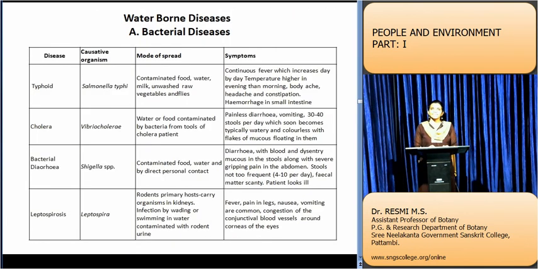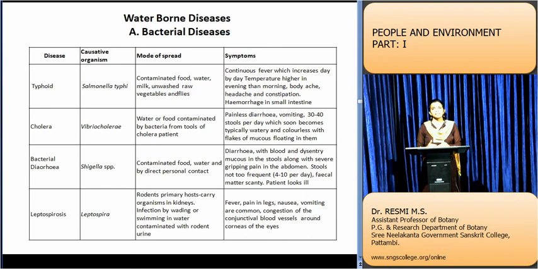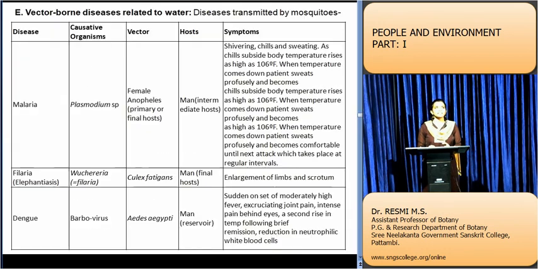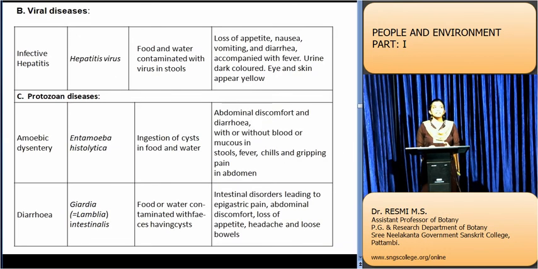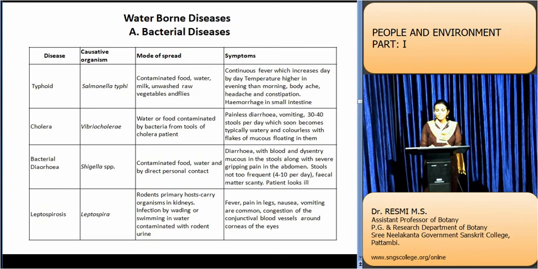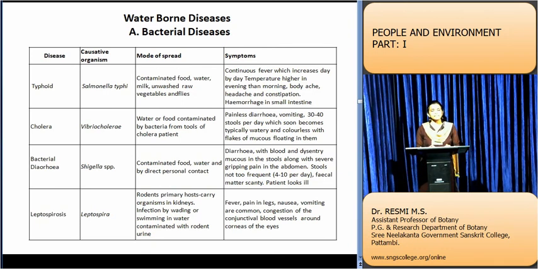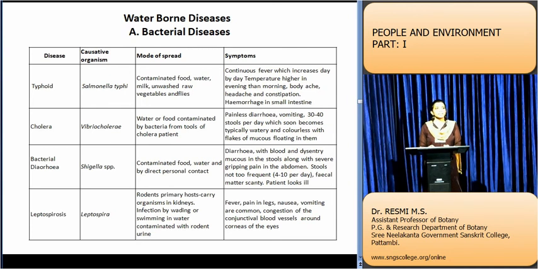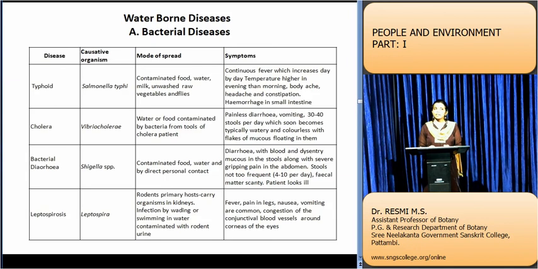Not only do these chemicals have a direct effect on our human system, there are also certain diseases which are caused by water pollution, and I can categorize them as bacterial diseases, viral diseases, helminth diseases and protozoan diseases. The first one is bacterial diseases, which are very common diseases affecting our daily life: typhoid, cholera, bacterial diarrhea, and leptospirosis.